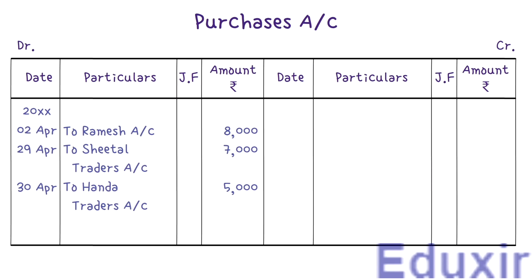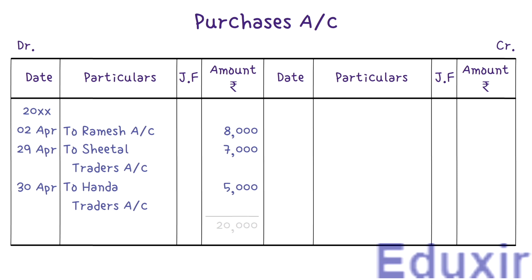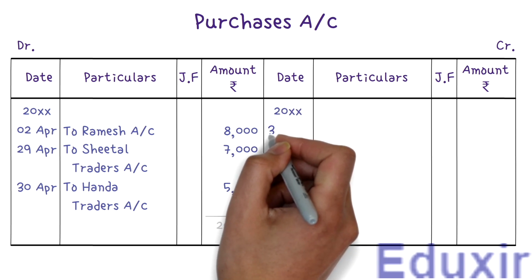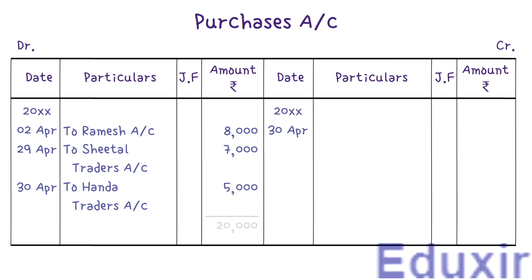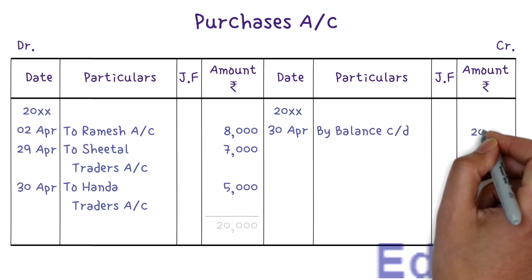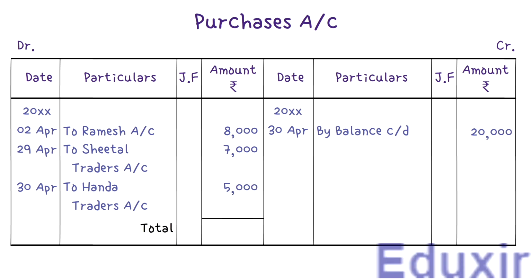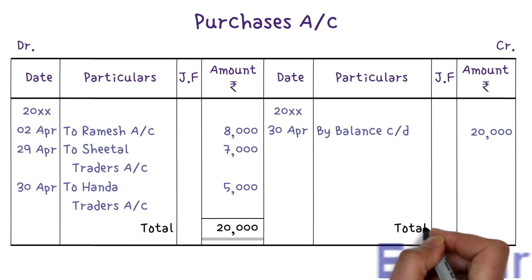Let us now take up the purchases account. There are no entries on the credit side. The total on the debit side is 20,000 rupees. As there are no entries on the credit side, the entire total of 20,000 rupees should be carried down as debit balance. As this is the first entry on the credit side, let's first write the year and then let's write the date as the last day of the month. Let's then write by balance carried down in the particulars column. Let's then write 20,000 rupees in the credit amount column. Now the total on the debit side is 20,000 rupees. And the total on the credit side is 20,000 rupees.